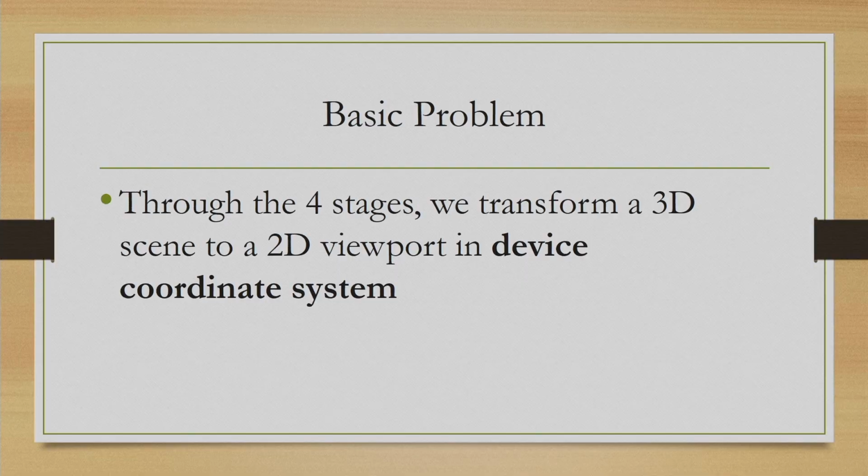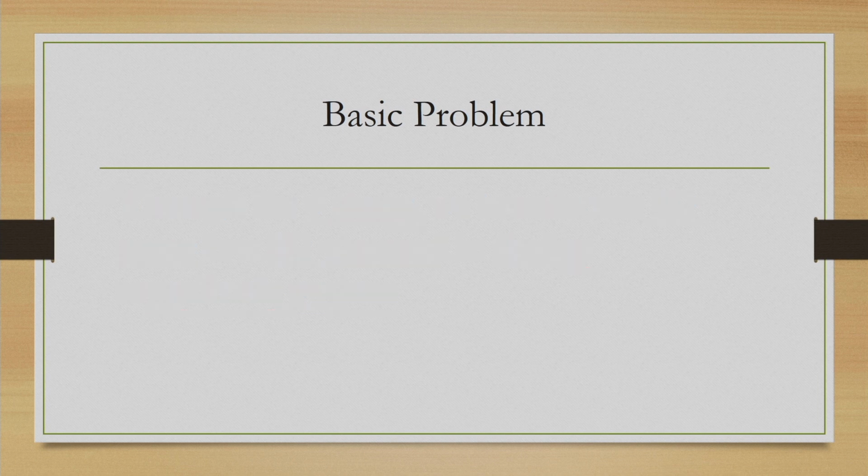So far, whatever we have learned gives us some idea of one particular thing. Through these 4 stages that we have discussed so far, we can transform a 3D scene to a 2D viewport description, which is in the device coordinate system. Just quickly have a relook at how it is done, as we have learned in our previous discussions.